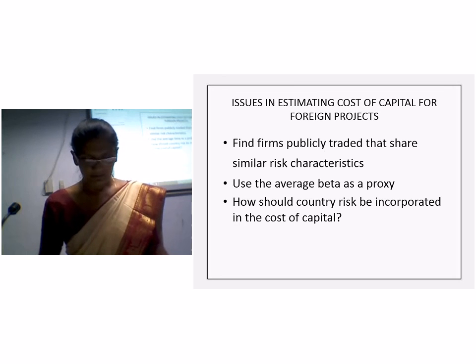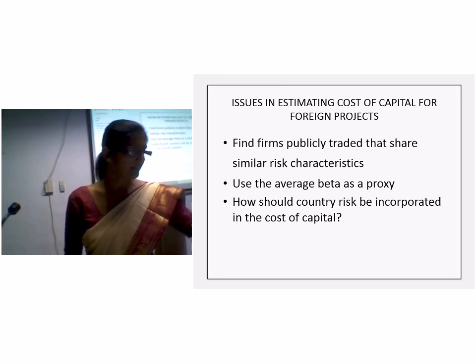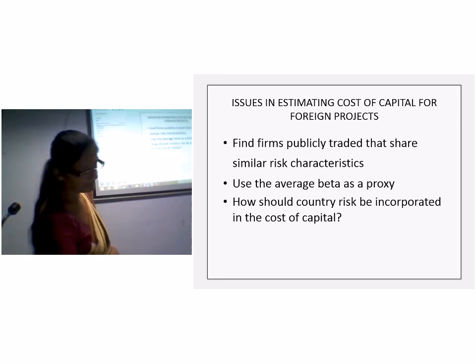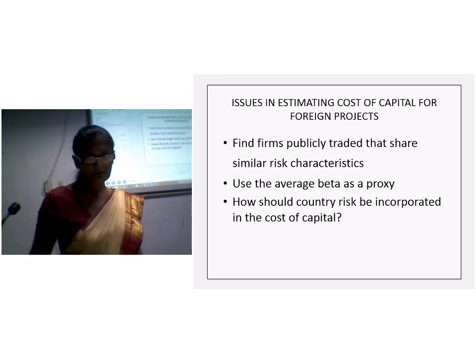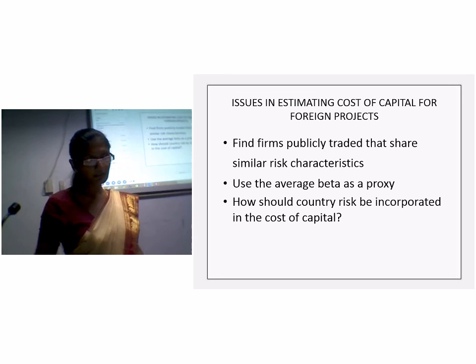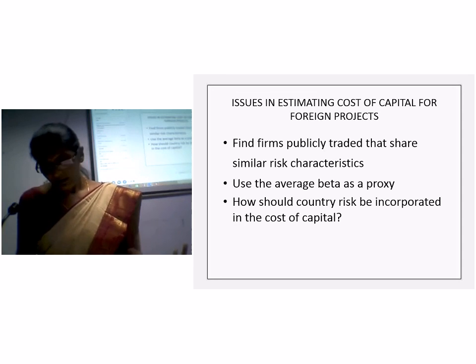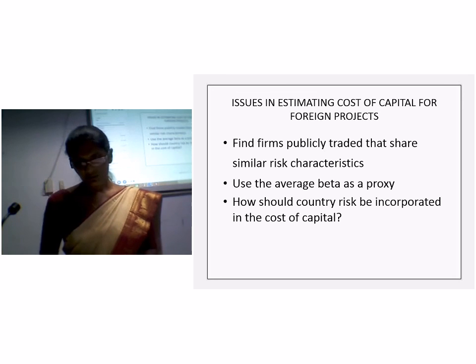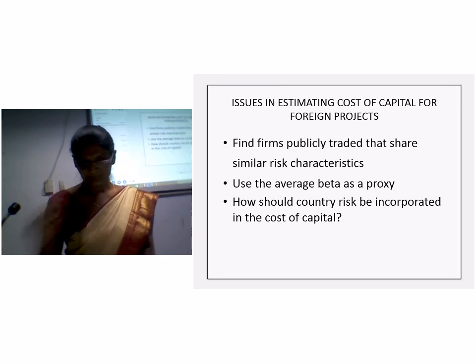How should country risks be incorporated in the cost of capital? This is a problem. When we move into international business, firms face different risks, right? So this is a huge problem. How do they differentiate the different countries' risk? If the country risk is higher overall, it depends, right? So we don't know how to incorporate the particular country's risk when we estimate the cost of capital of the particular project.